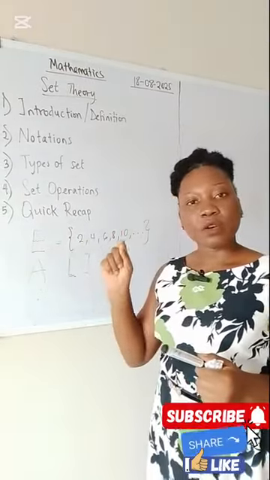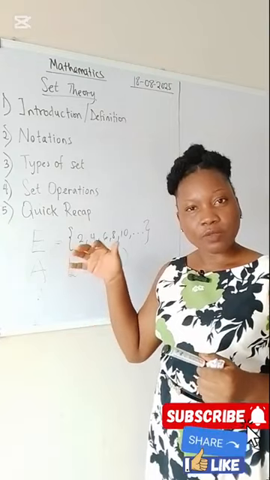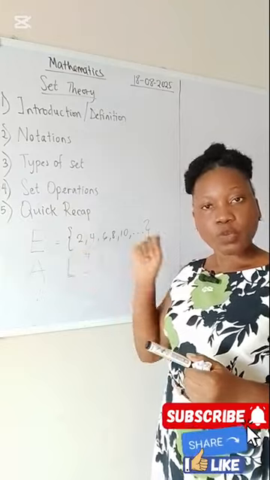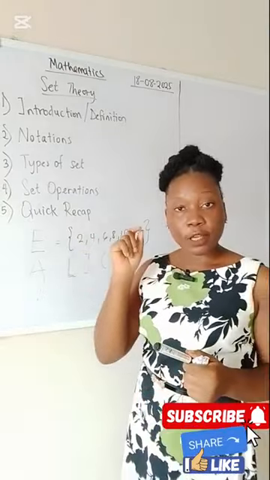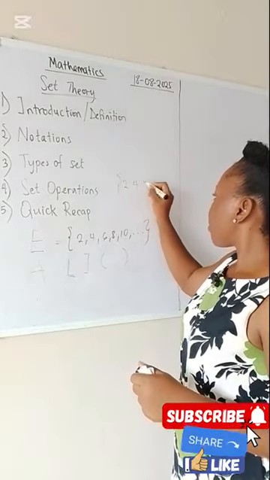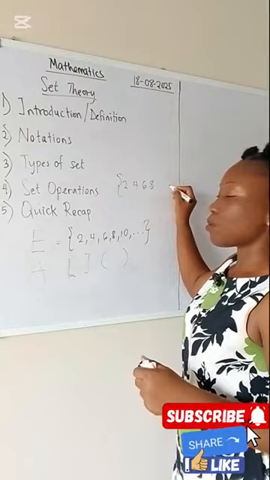And the elements of the set, which are the components or members of the set, are separated using commas. You must separate the elements using commas. You can't just write them randomly like this: 2, 4, 6, 8, and so on and so forth.